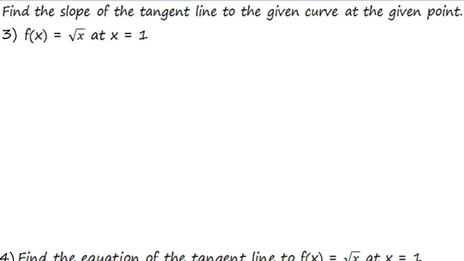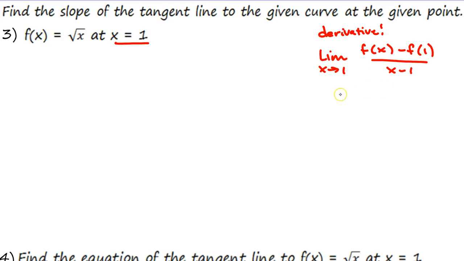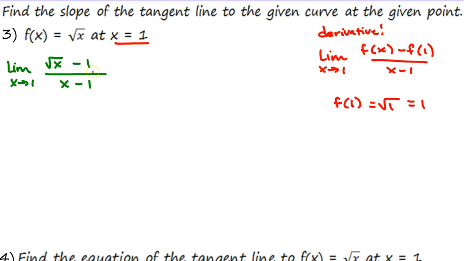Okay, let's go down over to number 3. Find the slope of the tangent line to the given curve at the given point. So find the derivative. Here's our curve, here's our point. It's going to be the limit as x approaches 1, since we're using x equals 1, of f of x minus f of 1 over x minus 1. Let's figure out what f of 1 is. The function is f of x equals square root x. The square root of 1 is 1. So we have the limit as x approaches 1 of f of x, that's our function, minus f of 1, we just found that that was 1, over x minus 1.